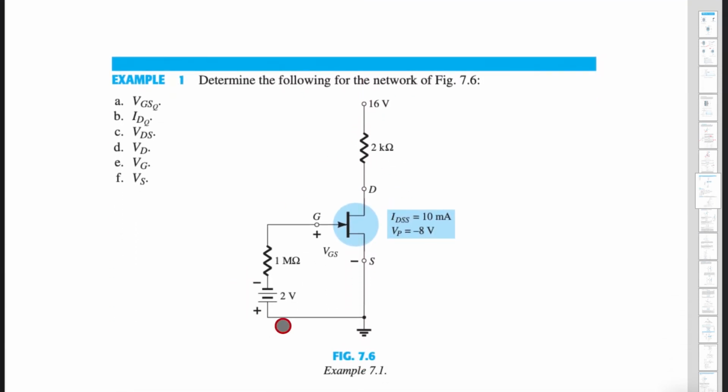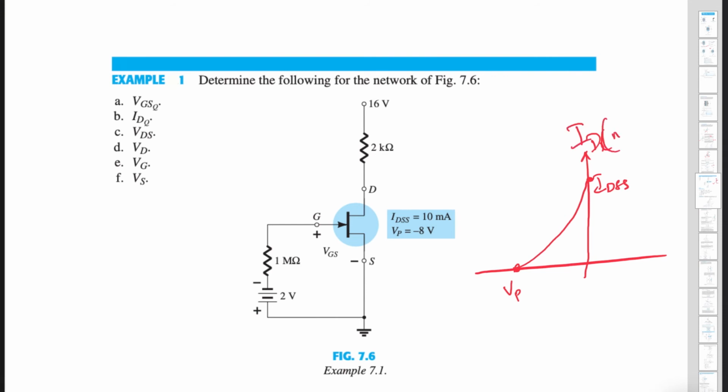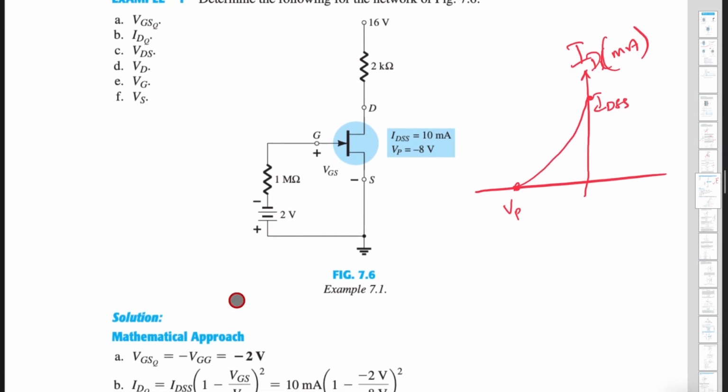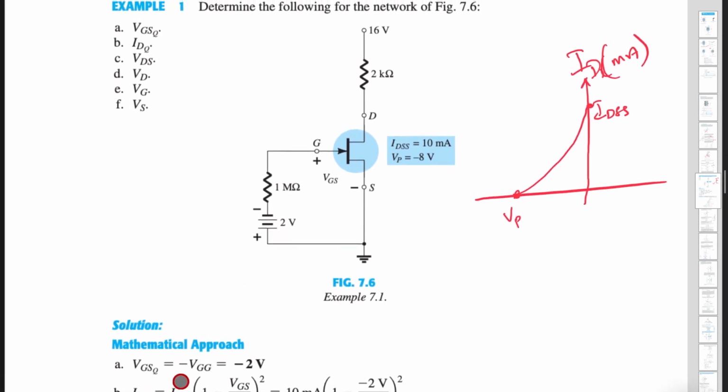So we'll see a problem related to this. As I said, this is the given circuit, and IDSS and VP are given. These are the 2 points to solve it graphically. This is your VP, this is your IDSS, this is your ID in milliamp. You should always know that the current will come in milliamp because it is a very small current. Here these are the values given. So how will you solve VGSQ? We already know that it is minus VGG.